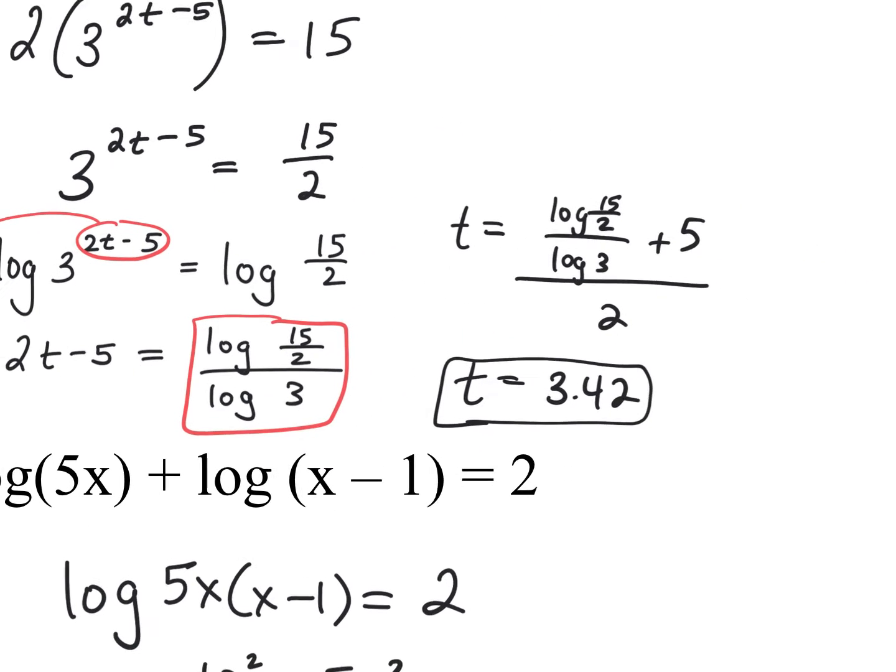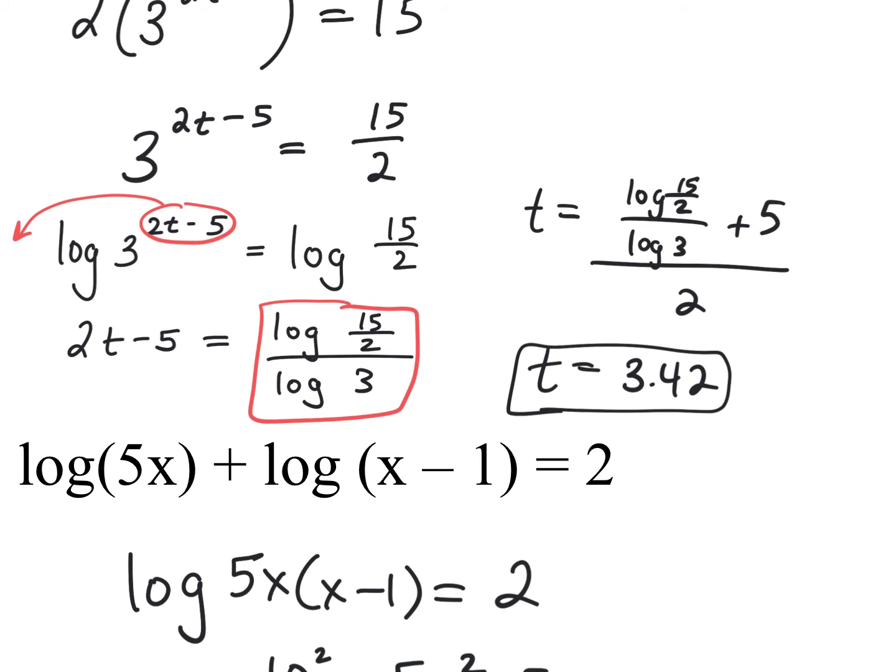From there, I just added 5 and divided by 2. You can see kind of the complicated setup there, but a final answer of 3.42.